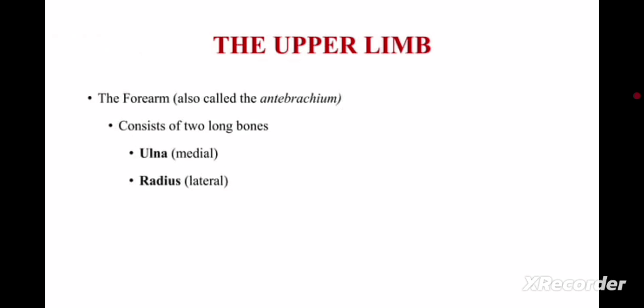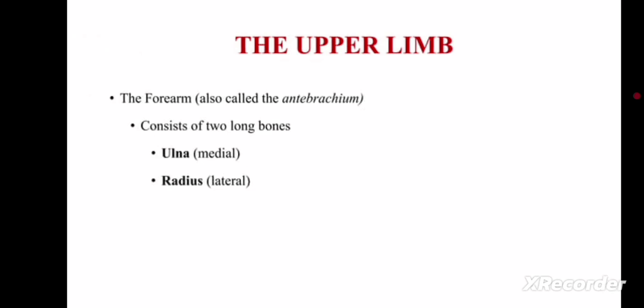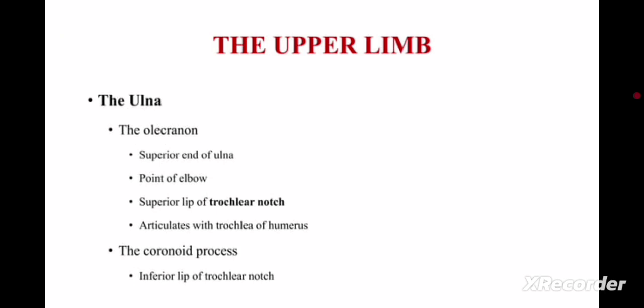consists of two long bones: the ulna, which is on the medial side, and the radius, on the lateral side. The ulna: olecranon process, the superior end of the ulna, the point of the elbow, the superior lip of the trochlear notch, articulates with the trochlea of the humerus. The coronoid process, the inferior lip of the trochlear notch.